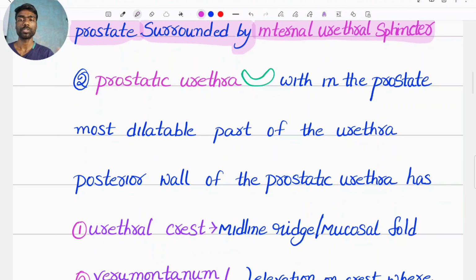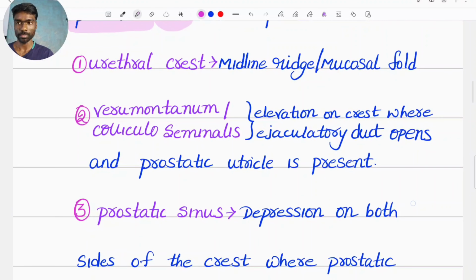Next part, prostatic urethra. By name itself, we can get an idea. It is lying entirely inside the prostate. Its cross section is semilunar in shape. It is the most dilatable part because it has many openings in it. It is the part of the urethra which has in its posterior wall 3 named structures.